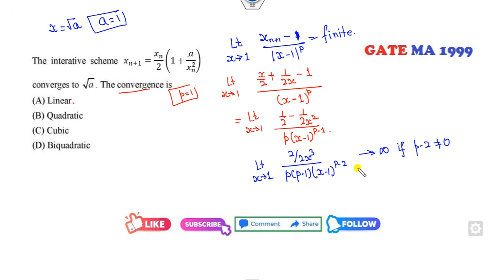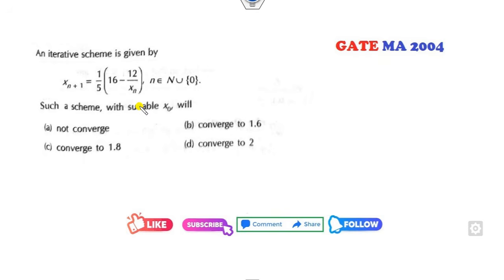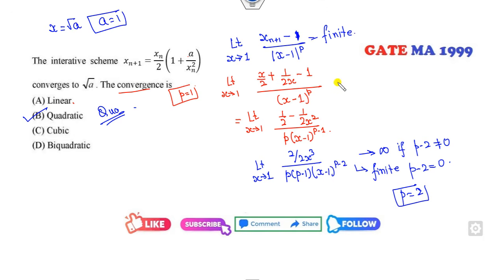Fine. If p minus 2 is non-zero, then it goes to infinity. So it goes to a finite value when p minus 2 is 0. Once p minus 2 is 0, what does it mean? P is equal to 2. P equal to 2 means quadratic convergence is the right answer. Again you can see, when you take p as 1, you will get a finite answer. When you take p equal to 1, finite answer. P equal to 2 also gives a finite answer. And since the order of convergence is the highest power p for which the limit is finite, which is 2, that's why quadratic is the right answer.